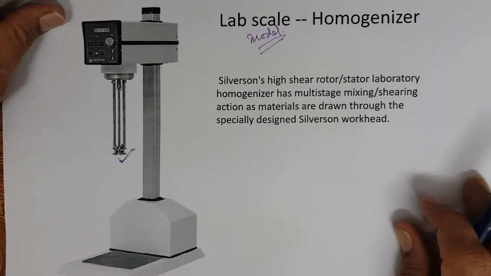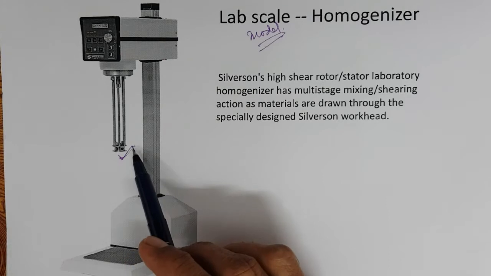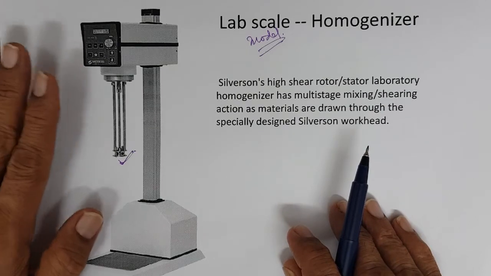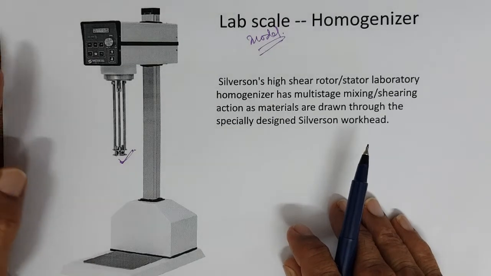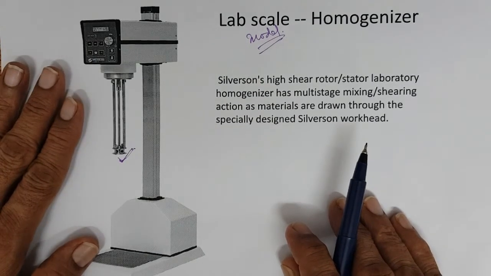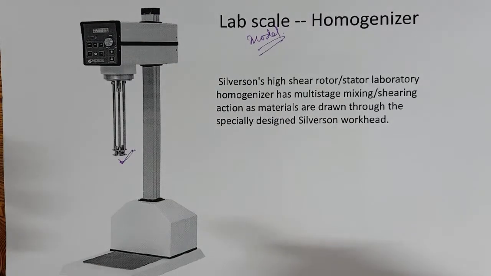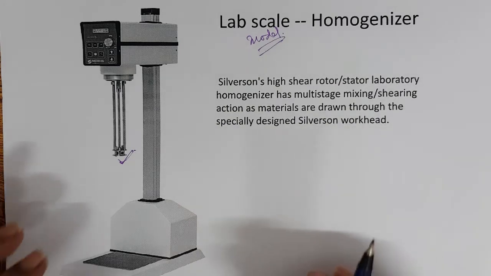And there are homogenizers. This is one such homogenizer made by Silverson, a Silverson homogenizer. The Silverson homogenizer is widely used. It's used in the factories, and in the laboratory also, in the lab batches. Silverson has a stator and a rotor, and the fluid is sucked in, and in between the rotor and the stator, by the centrifugal force, the liquid is pumped in, and the particle size is reduced.